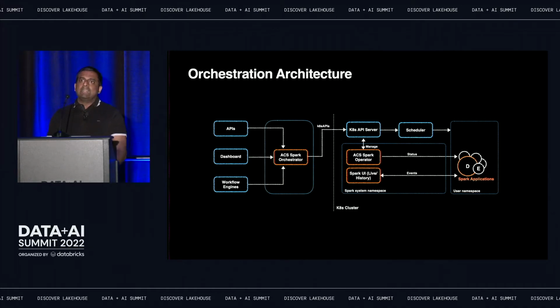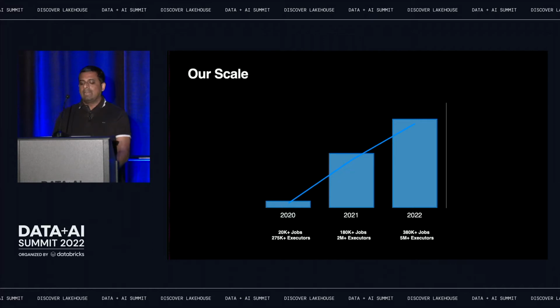With this, let us go over a few numbers to give you all a peek of the scale at which our platform operates. This graph shows the number of Spark jobs and executors that are launched daily. As you can see here, we now launch nearly 400,000 jobs that have around 5 million executors in total.